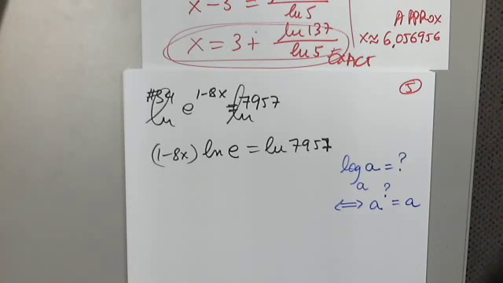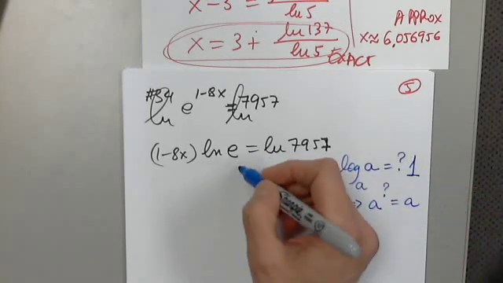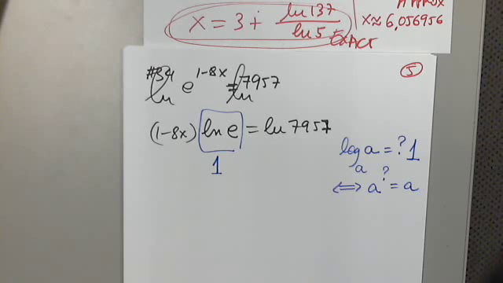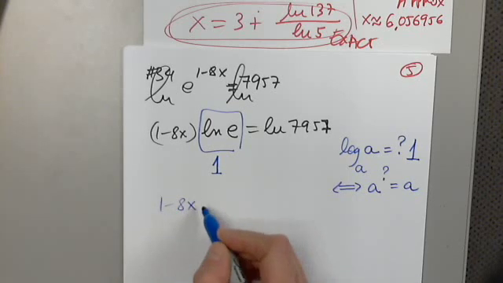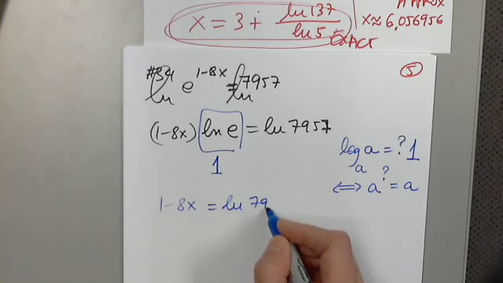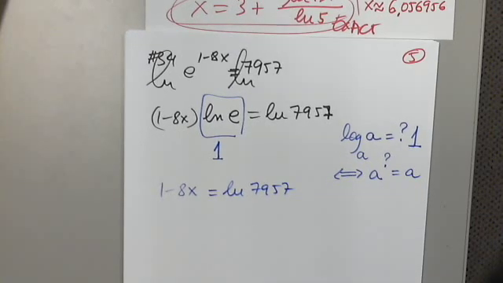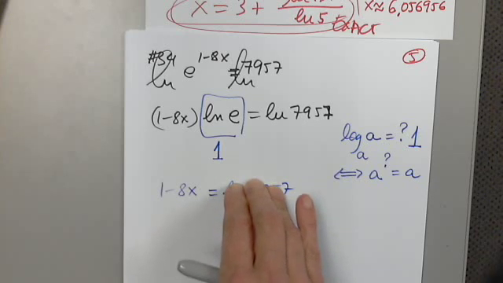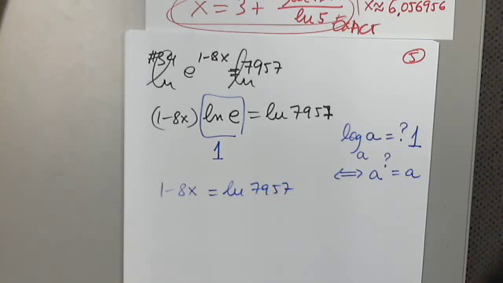Exactly. So that's why this happens to be 1, because the base is e, and we're applying natural log to base e. So therefore, I have 1 minus 8x equals natural log 7957. And don't get intimidated by this. This is just a number. Now the equation is linear. How do I proceed?